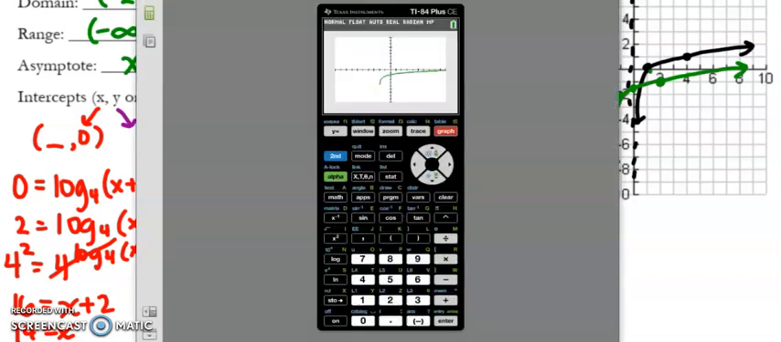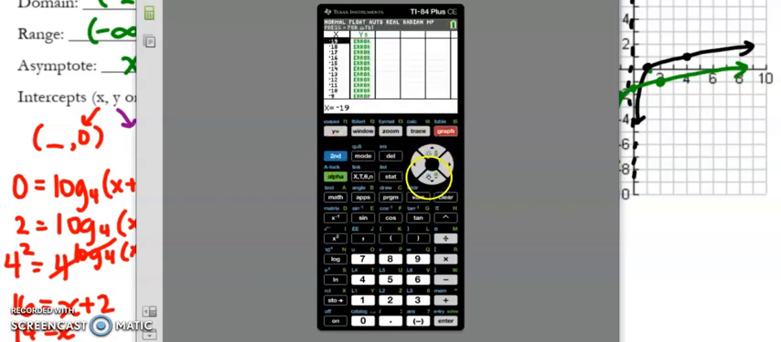So let me show you what I mean by your calculator. You can go to your table, and you can figure out when x equals 0, y is equal to negative 1.5. You also then are looking for where does the y value equal 0. That's going to be when x is 14. So you can use your table.